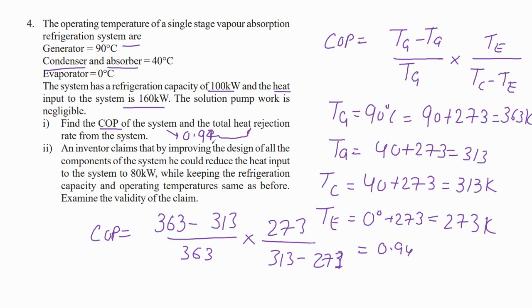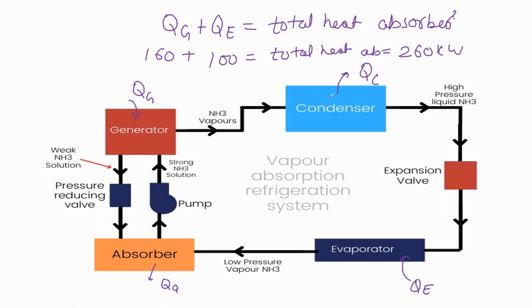So this is the total heat rejection. Whatever heat is absorbed in the system will actually get rejected. This is the heat absorbed and this is the heat rejected. So total heat absorbed is equal to total heat rejected, and this is the amount of heat which is to be rejected.